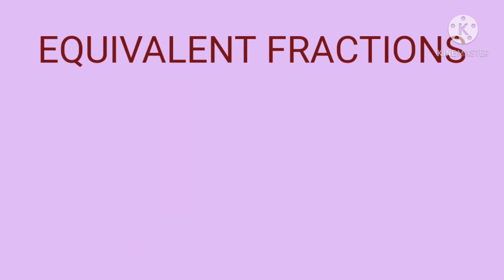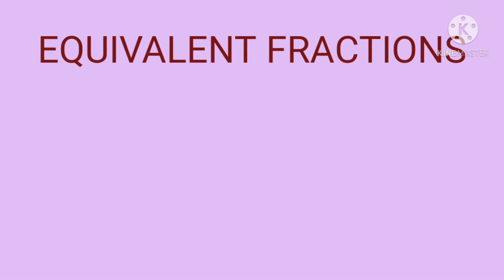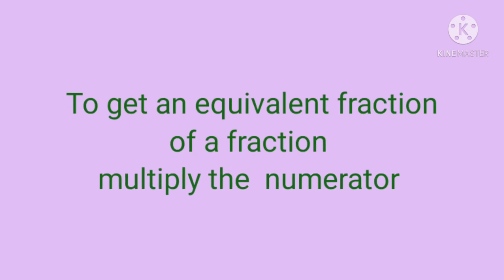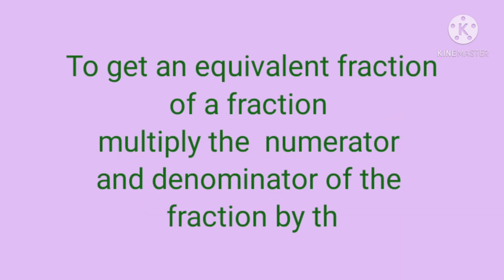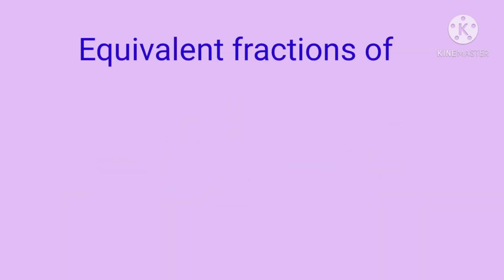Equivalent fractions. The fractions that represent the same parts of a whole are called equivalent fractions. For example, the equivalent fractions of 1 by 2 are 2 by 4, 3 by 6 and 4 by 8. To get an equivalent fraction of a fraction, we have to multiply the numerator and denominator of the fraction by the same number. Example, we can get the next 4 equivalent fractions of 2 by 5 as shown.